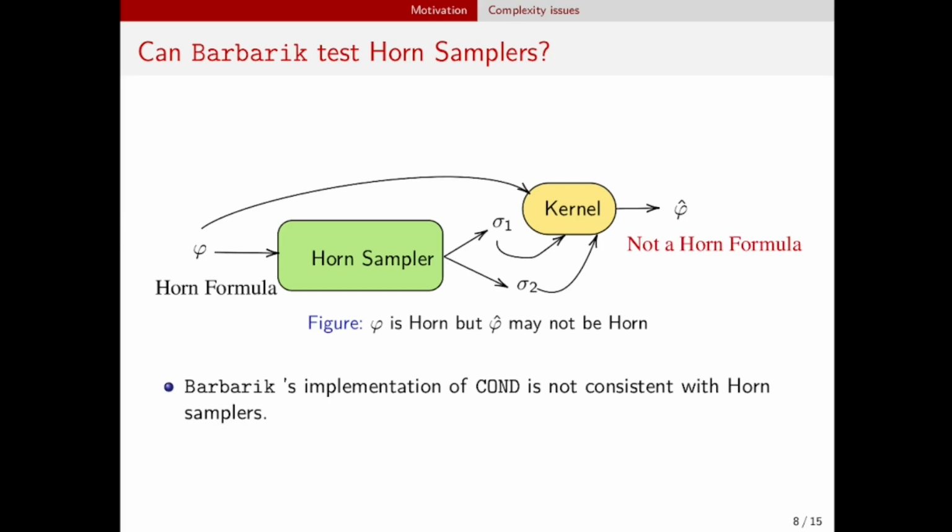But then what is the problem of testing Horn samplers using Barbarik? The main problem is that the kernel completely fails, because the new formula generated by the kernel may not be a Horn formula. The Horn sampler doesn't understand anything apart from a Horn formula, so that's a problem. Hence, Barbarik's implementation of the kernel is not consistent with Horn samplers, and that's why Barbarik cannot test a Horn sampler.